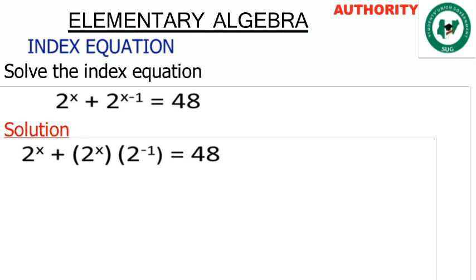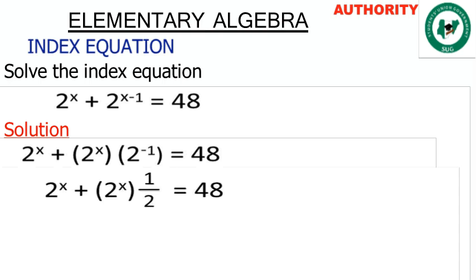When you want to combine 2 raised to power x multiplied by 2 raised to power minus 1, if you combine them together, it will give you 2 raised to power x minus 1. Sure you understand, right? Equal to 48. Now we have 2 raised to power x plus 2 raised to power x in bracket, 1 all over 2. This 2 raised to power minus 1 is the same as saying 1 all over 2.